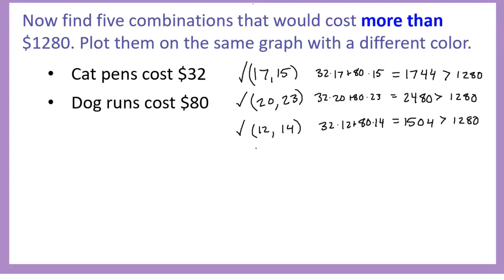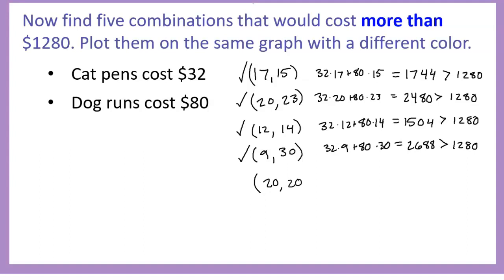Okay, how about 9, 30? 32 times 9 plus 80 times 30. So lots more dog runs in this one. 2,688. Yeah, that is bigger than 1280. And we need one more. Maybe we'll just pick like 20 and 20. Nice symmetrical coordinate there. 32 times 20 plus 80 times 20. That's going to be 2,240. That is again greater than 1280.